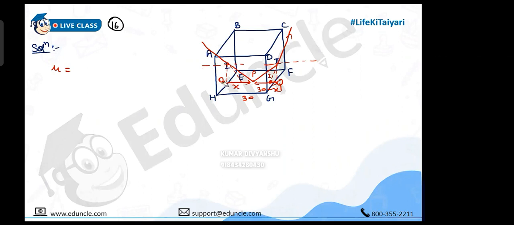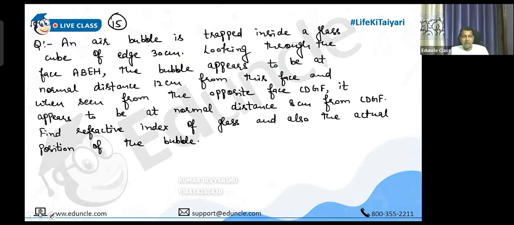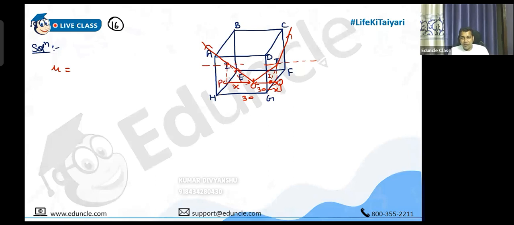Let me call it O. That will be more convenient because the object is here. This is the apparent one. This is the real one. Sorry, this apparent one is given from one face. It is given to be 12. So let's call it P. So PO is the real one, isn't it? Let's call this I1.